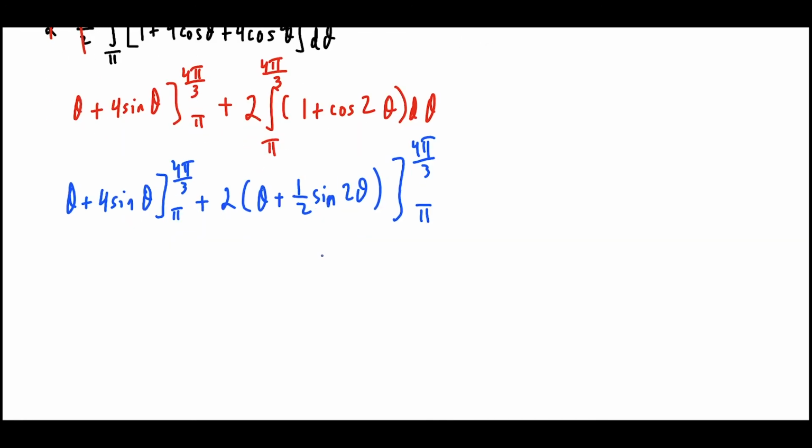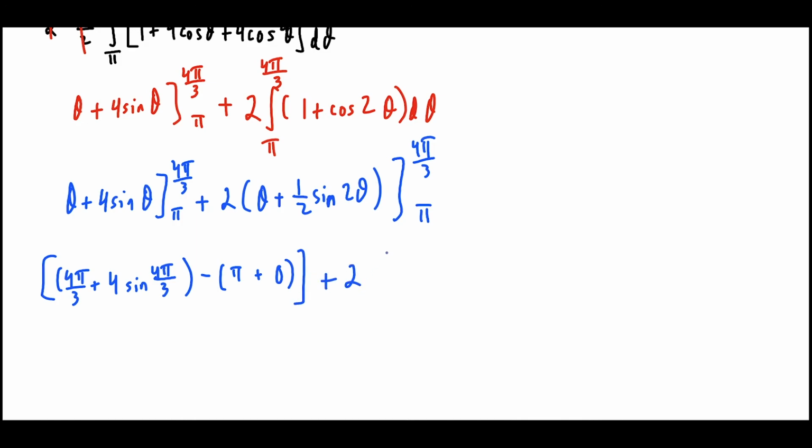So this one here, we have 4 pi over 3. So we'll put a bracket here. We have 4 pi over 3 plus we have 4 sine 4 pi over 3. And then we have minus pi plus sine of pi is 0. So that's the advantage to changing the limits, is that we at least get a few zeros out of this.